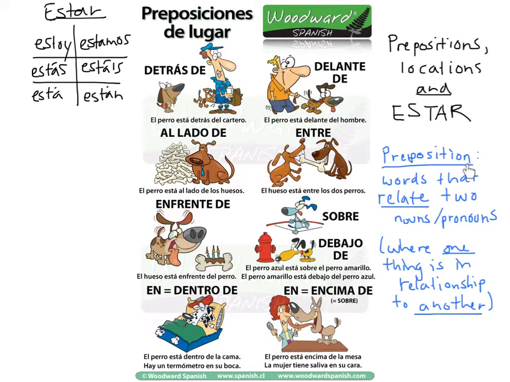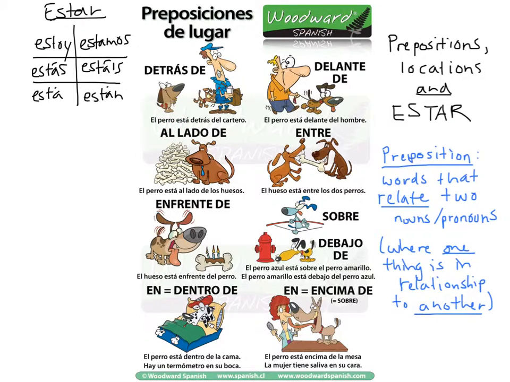So a preposition is a word that relates to nouns or pronouns. And by relate, specifically we're going to be talking about where one thing is in relationship to another, because we're talking about locations. So for instance, we might have detrás de. El perro, this is the perro, está detrás del cartero. So the dog is behind the mailman. Okay? That's a preposition because we know where the dog is in relationship to the mailman. Notice we've got our handy dandy estar right there.